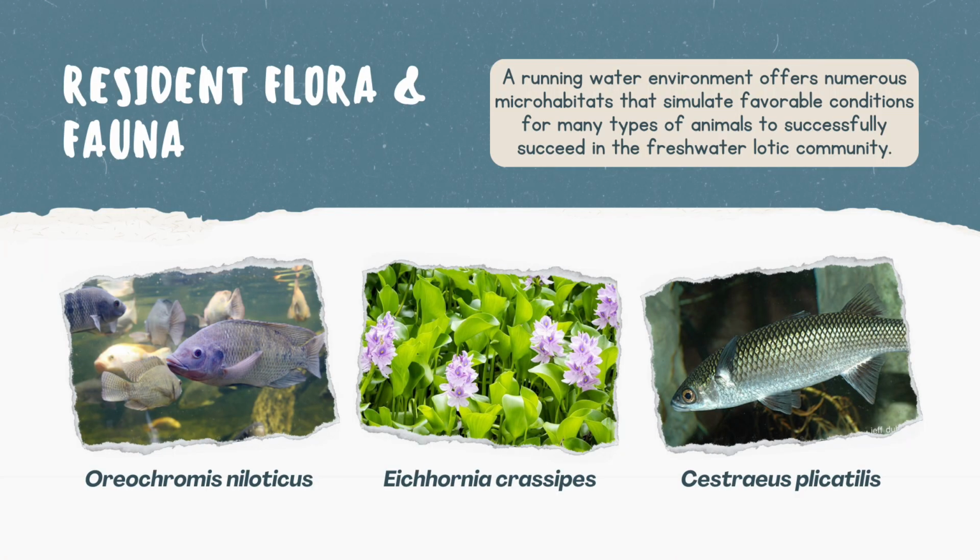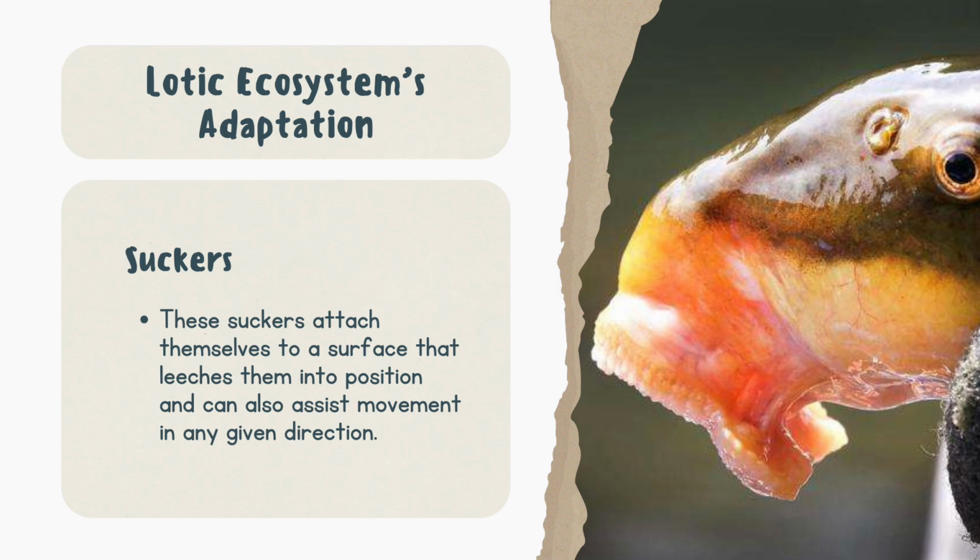So for the next slides, I am Reeve Garcia and I'm here to talk about the resident flora and fauna of the lotic community. A running water environment offers numerous microhabitats that stimulate favorable conditions for many types of animals to successfully thrive in the freshwater lotic community. Here we have our Oreochromis niloticus, our Eichhornia crassipes, and our Cestreus plicatilis.